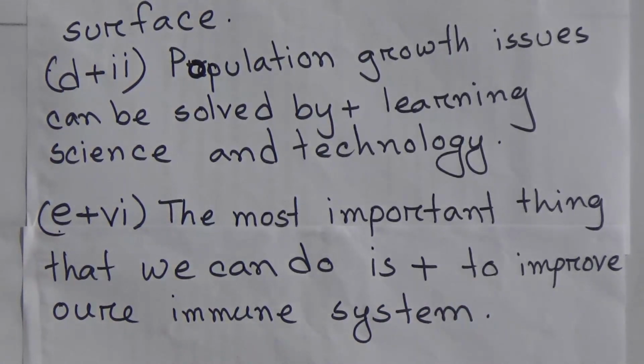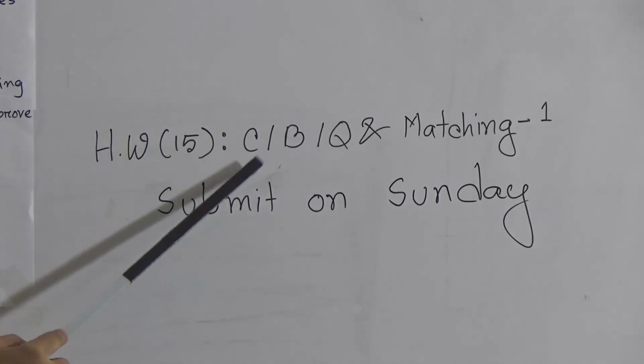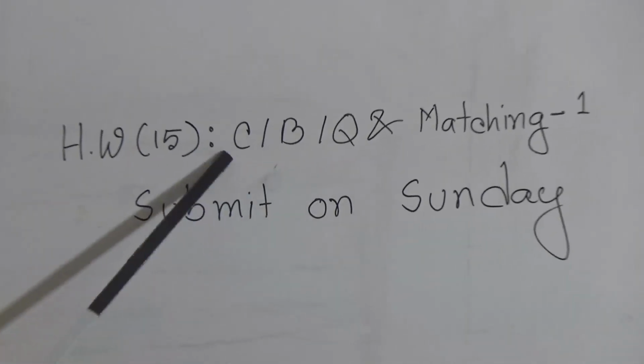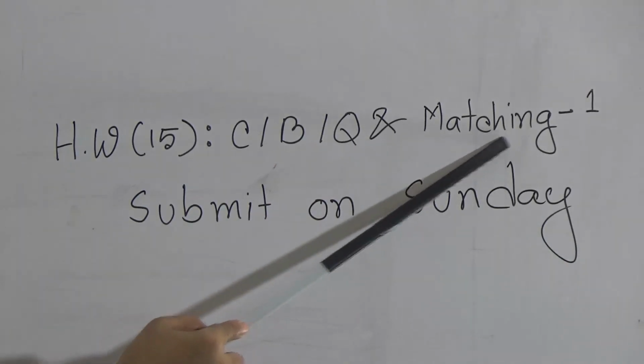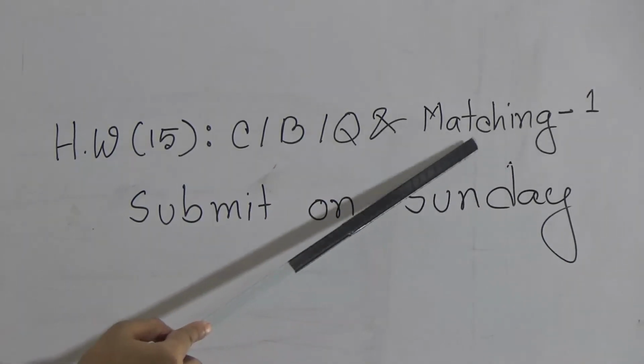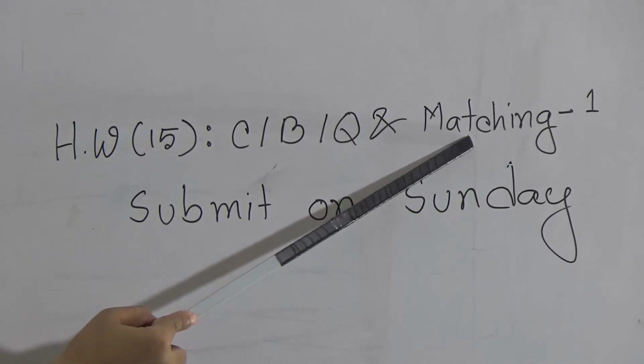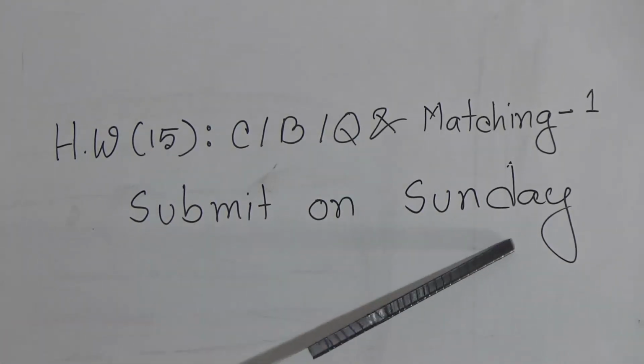Dear students, we have finished table number 2 and this is your homework. This is homework number 15 of annual term. You have to write the competency based question answers and the matching ones, and you have to match the left side with the right side and submit on Sunday.